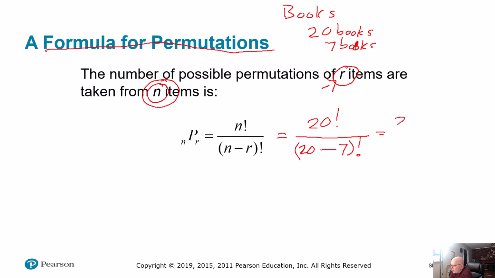So what you've got is 20 factorial over 13 factorial. Now, if you were paying attention a little bit ago, you'll notice that this would be 20 times 19 times 18, all the way down to 14, because the 13 factorials will cancel on the top and the bottom.